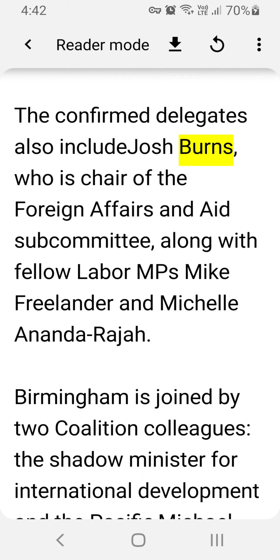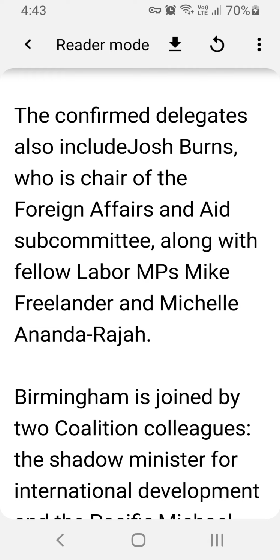The confirmed delegates also include Josh Burns, who is chair of the Foreign Affairs and Aid Subcommittee, along with fellow Labor MPs Mike Freelander and Michelle Ananda-Rajah. Birmingham is joined by two coalition colleagues, the Shadow Minister for International Development and the Pacific Michael McCormack, and the Shadow Health Minister Anne Ruston. The independent MP Sophie Scamps is also on the trip. The trip is organized by Pacific Friends of Global Health (PFGH) and runs from today until Friday.